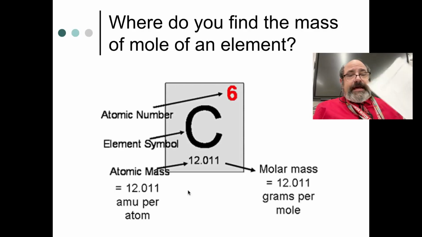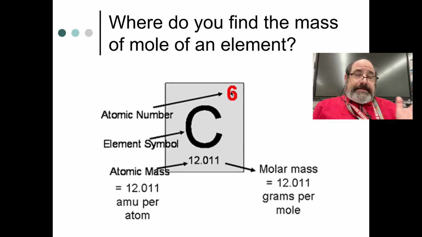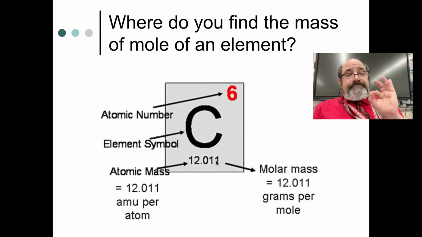Where do you find the mass of the element? Periodic table. On the top, we got the atomic number. It's the protons. Symbol. Right here is the molar mass, or mass of 1 mole. So look at the periodic table. It says 12.011. So 1 mole weighs 12.011 grams. So 12.011 grams per mole.